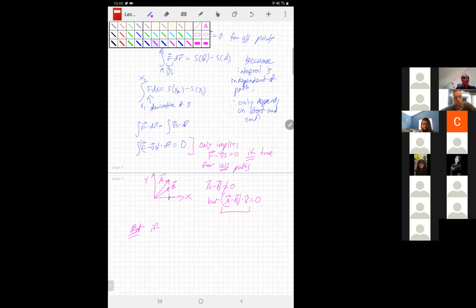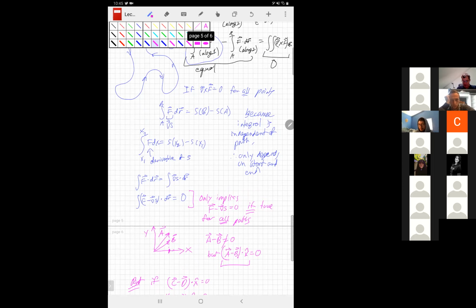But if it were the case that C minus D, two other vectors, dot x hat equals 0, and C minus D dotted with y hat equals 0, and C minus D dotted with z hat equals 0, well, then I know that the x component of their difference is 0, and the y component of their difference is 0, and the z component of their difference is 0. And then I know that they must have the same x component and the same y component and the same z component. Then I could say that they're the same vector.